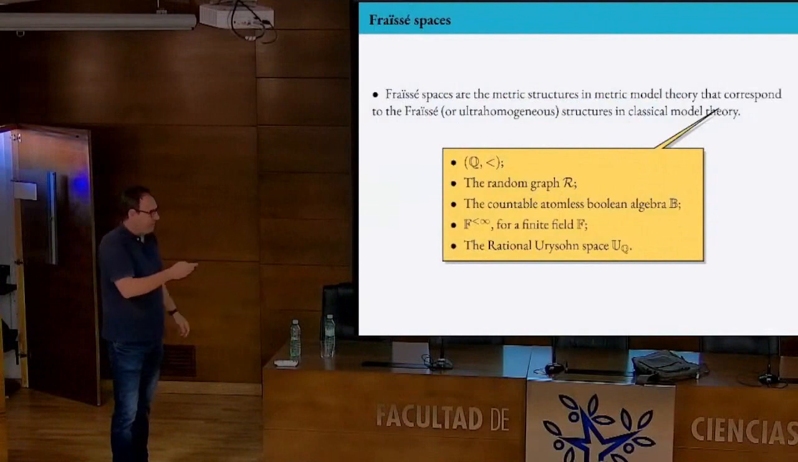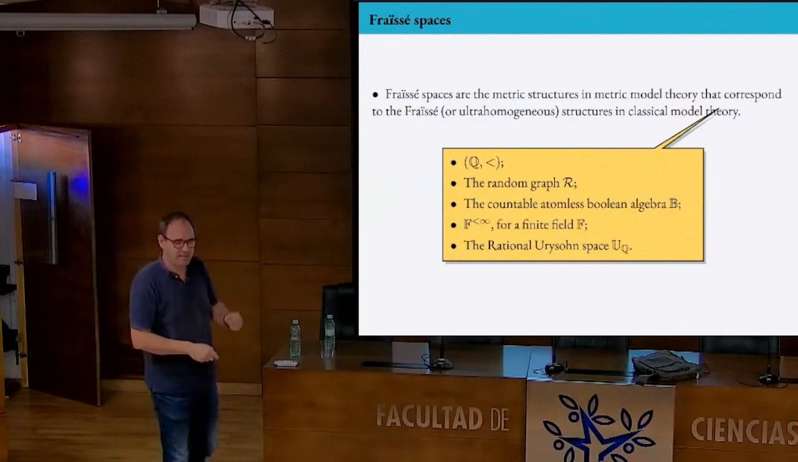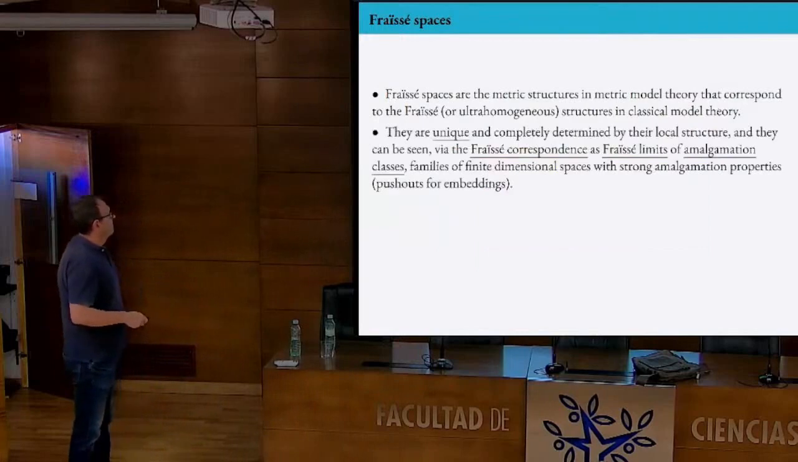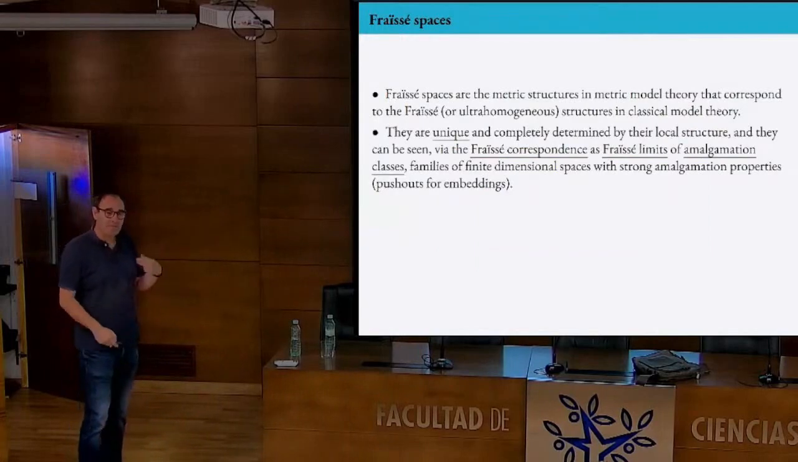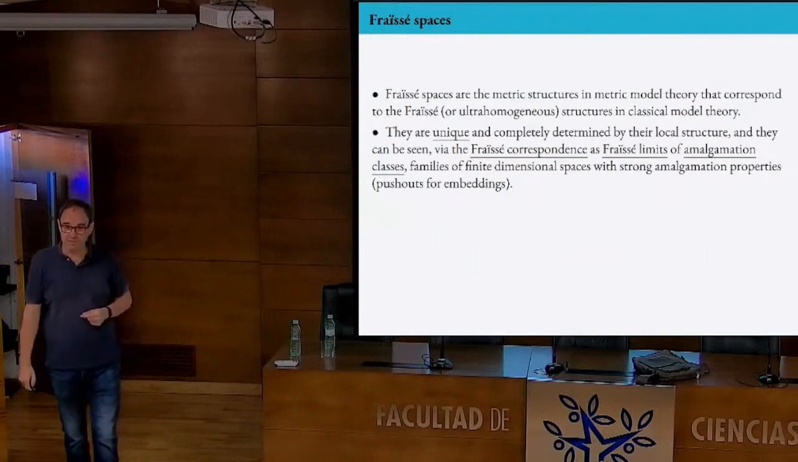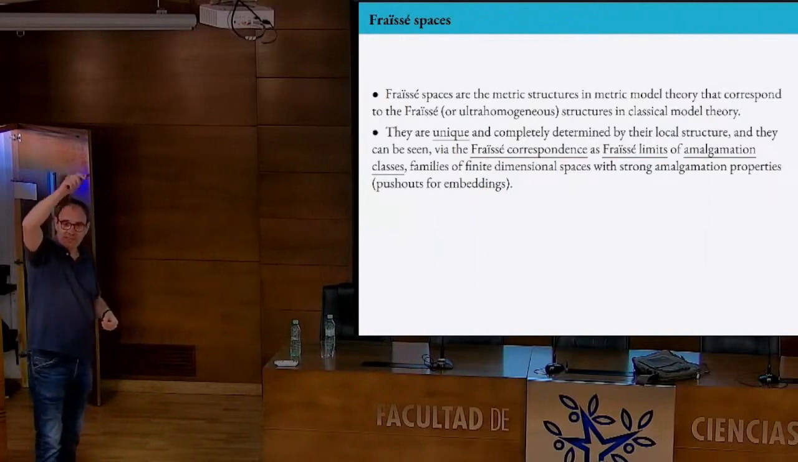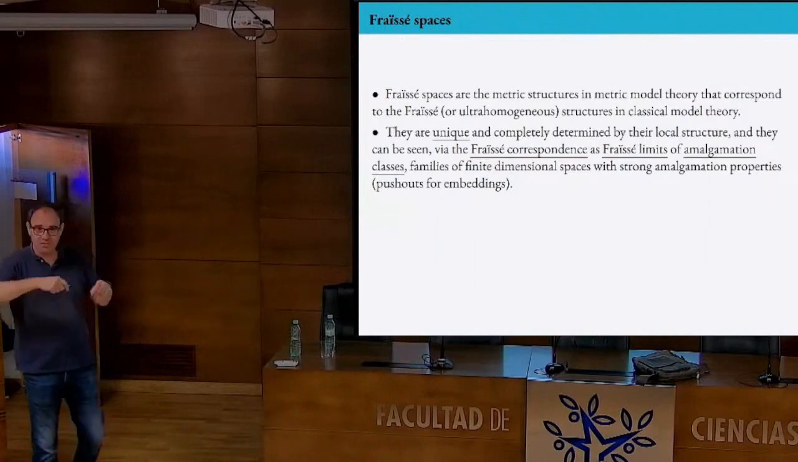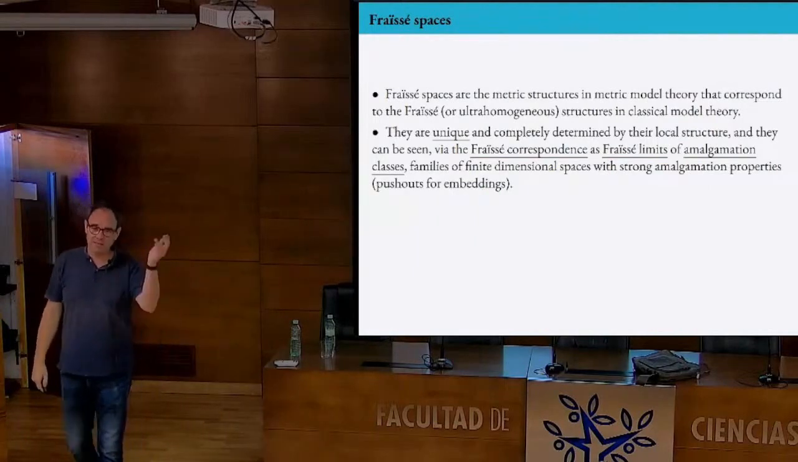And these other two, right? The rational Urysohn space is also of this kind. And for a finite field, you take F less than infinity. What I said is that they are unique, and they are determined by the local structure, and this is what is called the Fraïssé correspondence. There are these inductive limits, which are push-outs. You go there in the generic way, and at the end you get this structure.